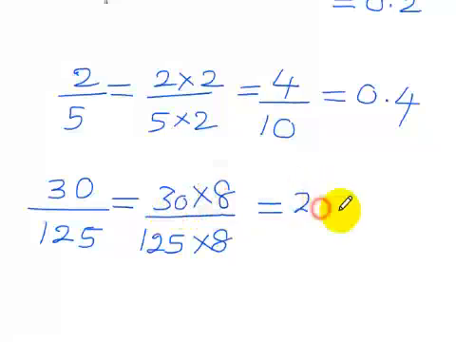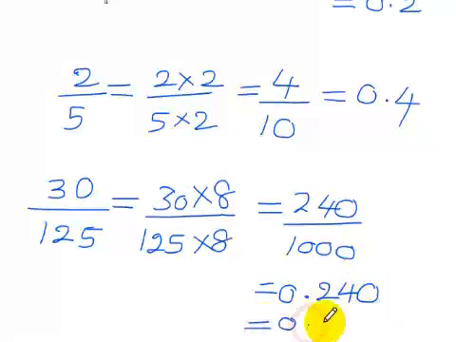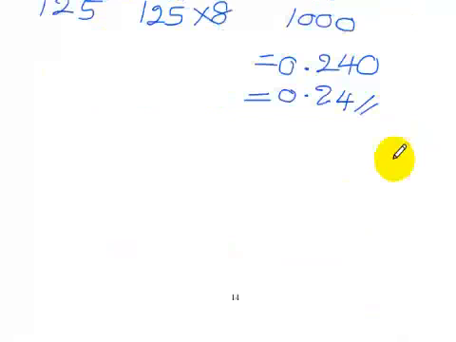So here I got 240 over 1000. There are 3 zeros in the denominator, therefore there should be 3 decimal places in the answer. 1, 2, 3. 0.240. So this last zero is useless, so you can put 0.24. That's the answer. You have learned this in your previous grades. Now I will move to the next one.